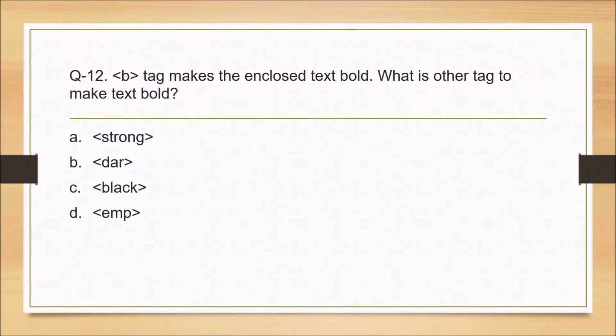Let's move to the next question. So B tag makes the enclosed text bold. What is another tag to make text bold? And the options are strong, DAR tag, black tag, and EMP tag. And the correct option is strong tag.